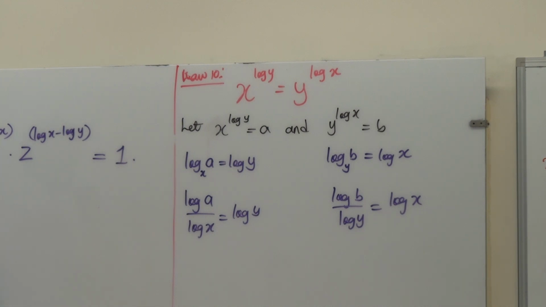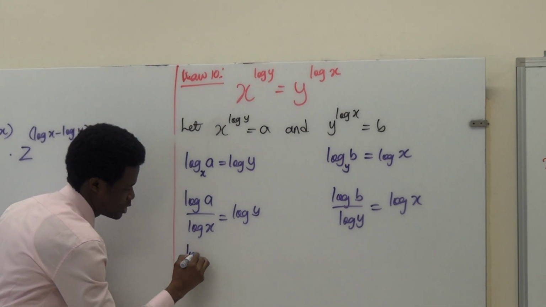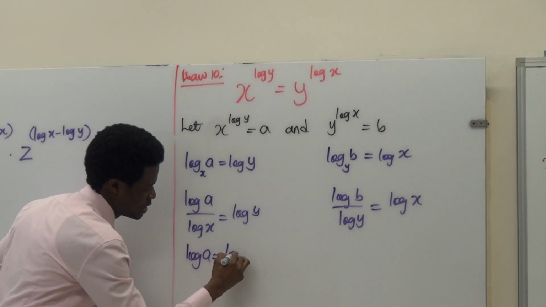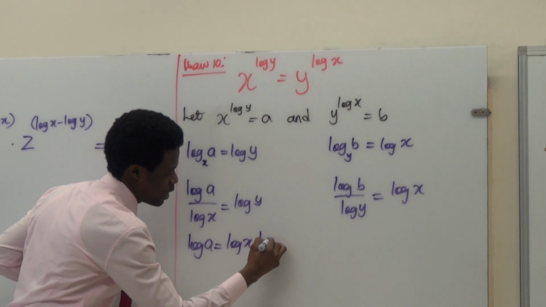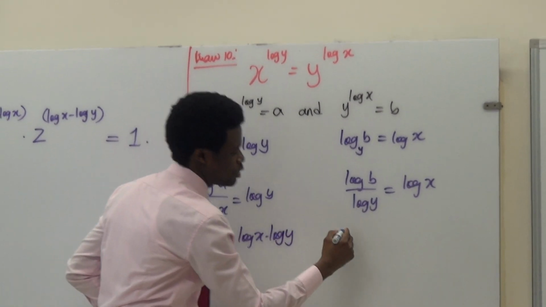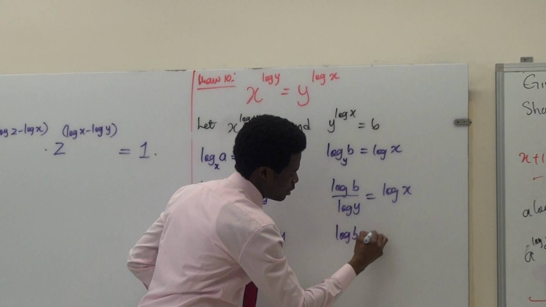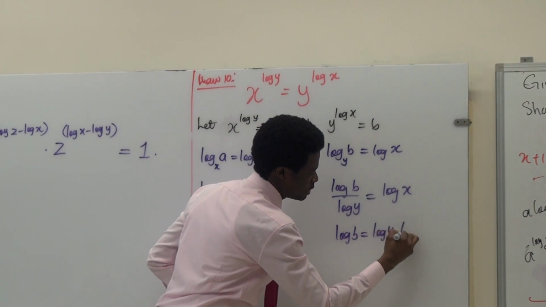Oh, I got it. I think I know. Log x and log y. Yes, you can multiply both sides by log x and log y. So log a equals log x times log y, right? Here also, log b equals log y times log x.